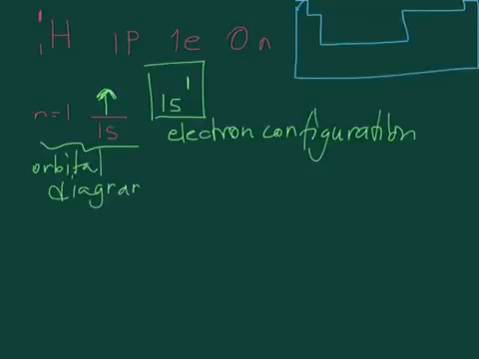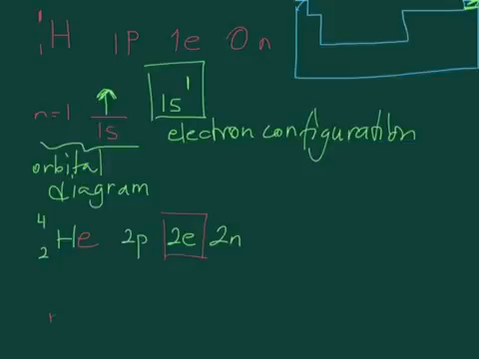Now let's pass on to the next element in the periodic table, which is helium, on the very right side of the periodic table. Helium, having an atomic number of 2 and a mass number of 4, has 2 protons, in the neutral atom 2 electrons, and 2 neutrons. Right now, we are interested in the 2 electrons in helium, and we're going to draw the orbital diagram for helium.